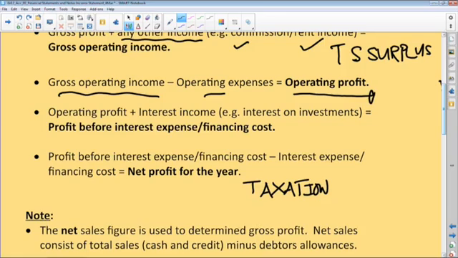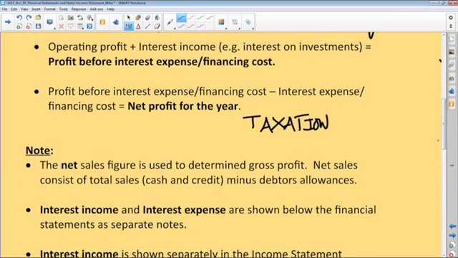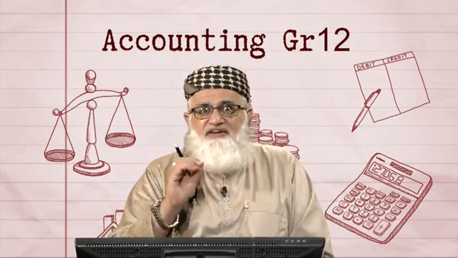So you will have your net profit before tax, you will then have your taxation, and then your net profit after tax. Okay, coming to the net sales figure. We're using our net sales figure in order to determine our gross profit. Okay? Now, this adjustment is never ever told to you. Which one am I referring to? I'm referring to the fact that you have to subtract your debtors' allowances from your sales figure.